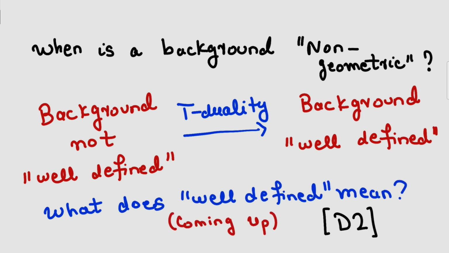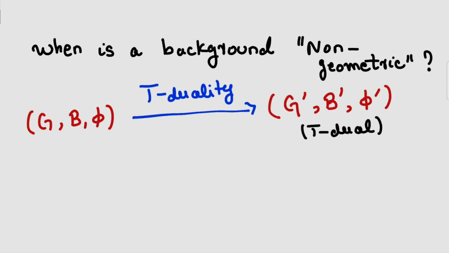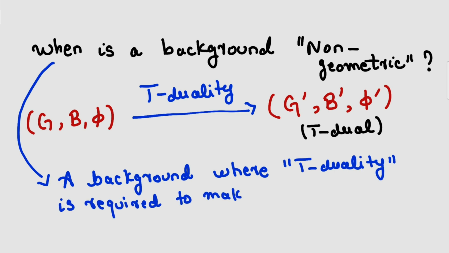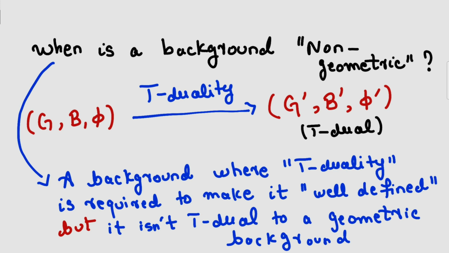Some people employ a stricter definition as follows. When we apply T-duality to a background, G, B and phi, it changes in a non-trivial way to another background, G', B', and phi', called the T-dual background of G, B and phi. Now, some say that a background is non-geometric if T-duality transformations are required to make the background well-defined, but it is not T-dual to any background that can be described in terms of Riemannian geometry.